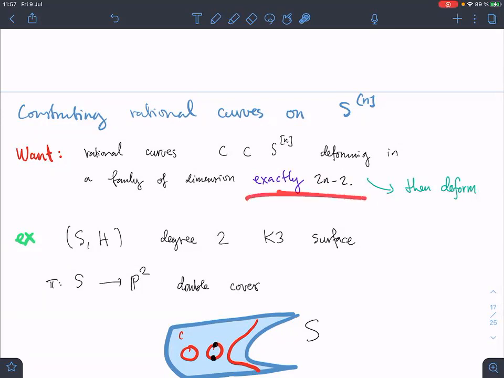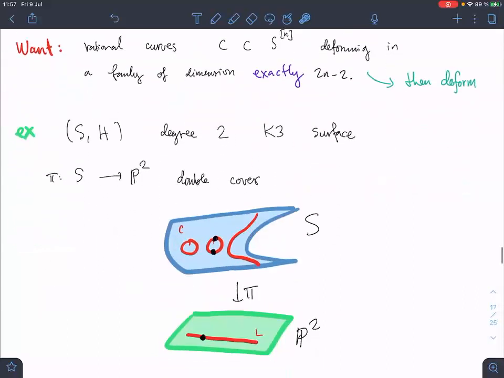But we need this condition here, that this rational curve should deform in a very small dimensional family, as small as possible. Okay, so here's an example that shows how to construct such curves.